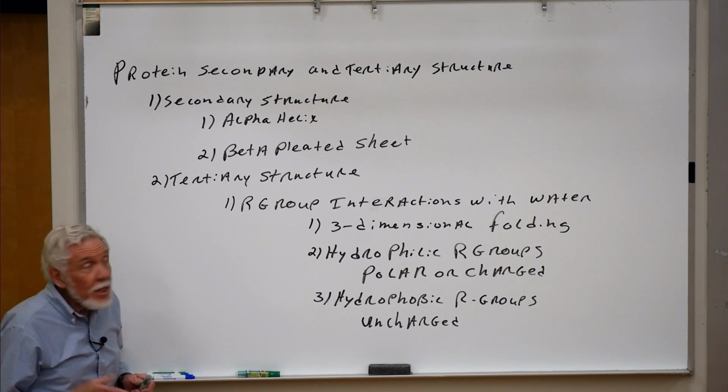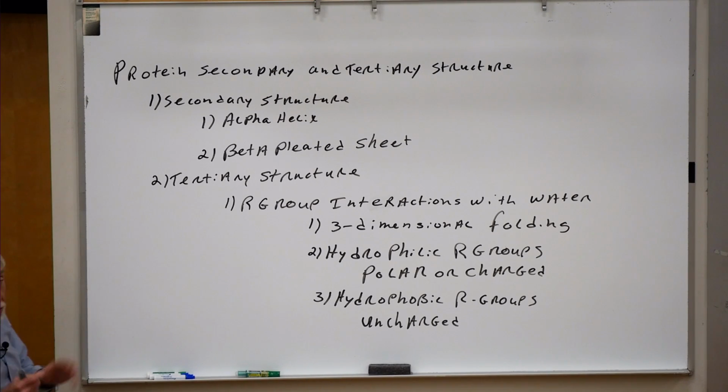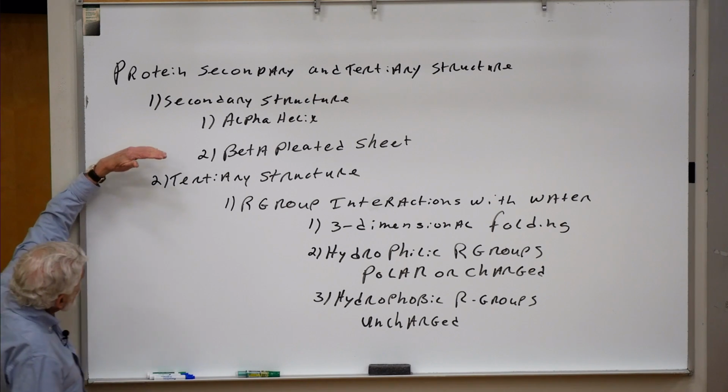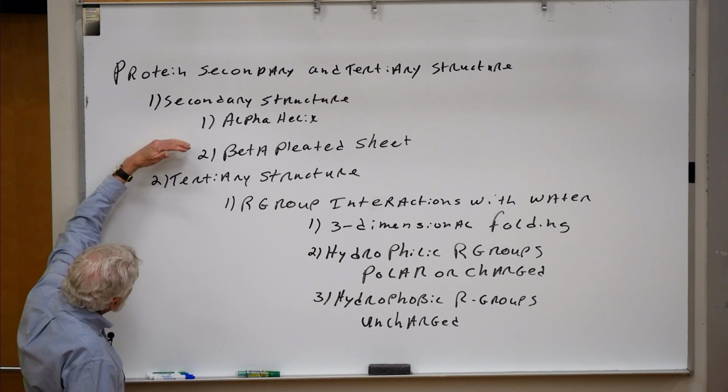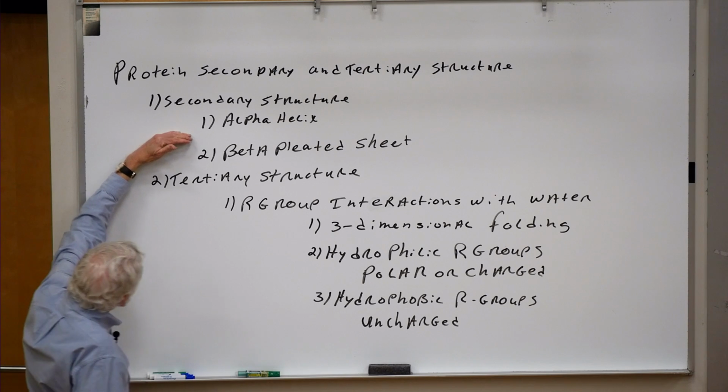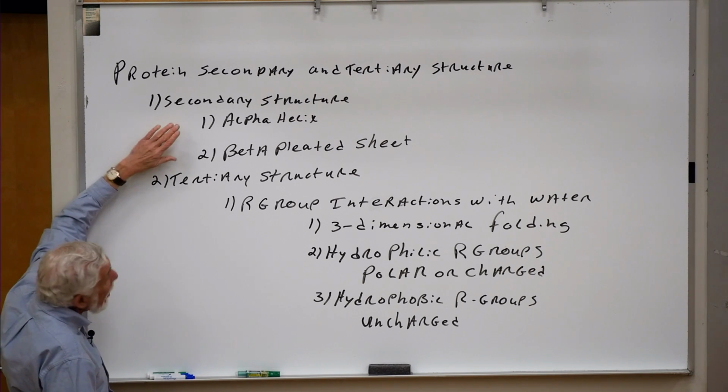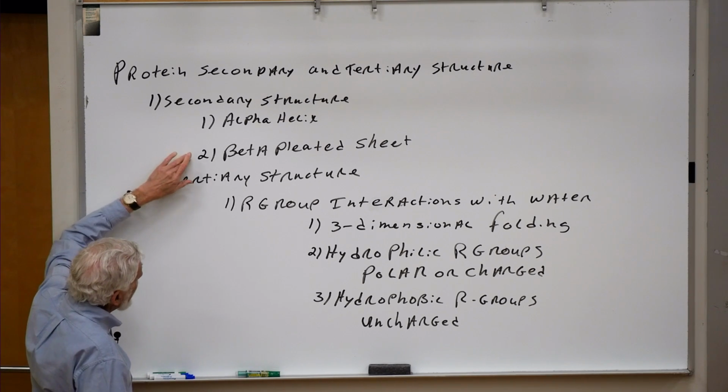So what we're going to do today is pick up where we left off last time, and I'll try to talk about the alpha helix and clear up some mistakes that I made in the last discussion. But we're going to talk about secondary structure. We're going to talk about it in terms of alpha helix and beta pleated sheet.